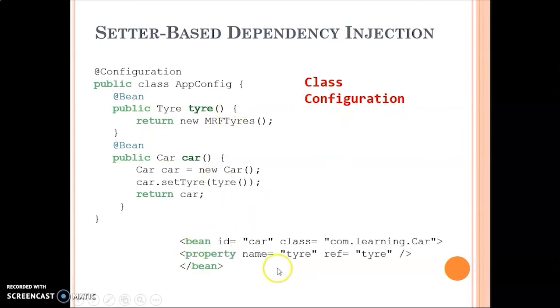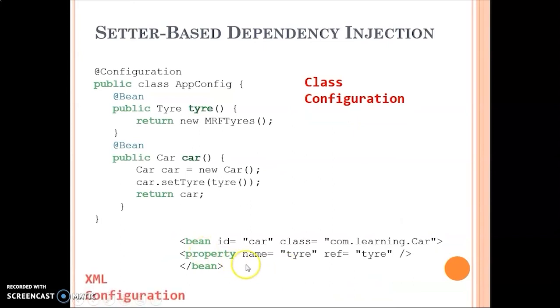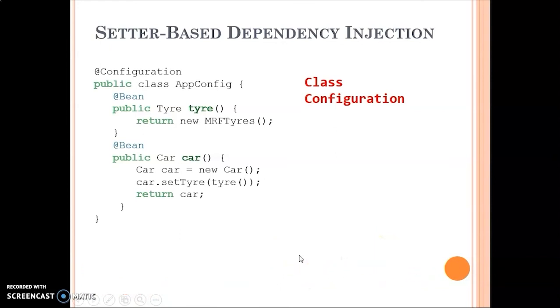Similarly, we have the XML configuration way of doing it, wherein I'm again creating a bean tag which has a car class that it refers to, com.learning.car, and here you can see I have a property tag. In the previous case, we had the constructor arg as a tag which referred to a constructor argument, but here we have a property tag which refers to a property in the class. The name of the property is going to be tire, and it is going to refer to the tire. I have not defined it here because we saw it in the previous example.